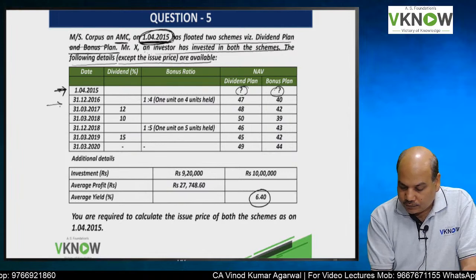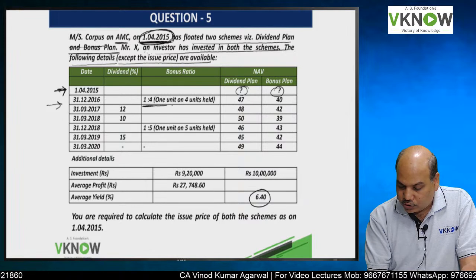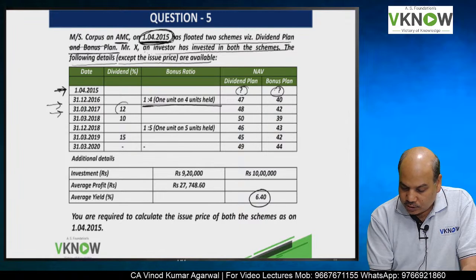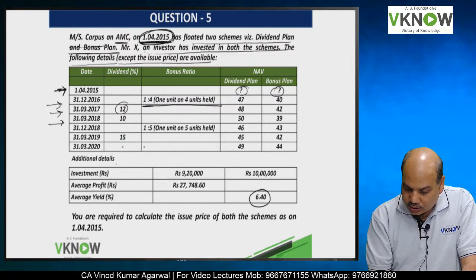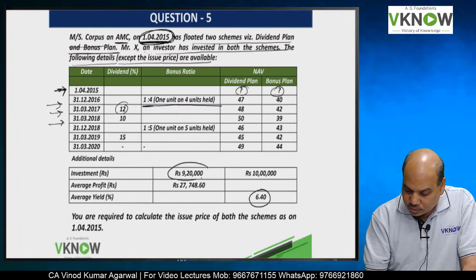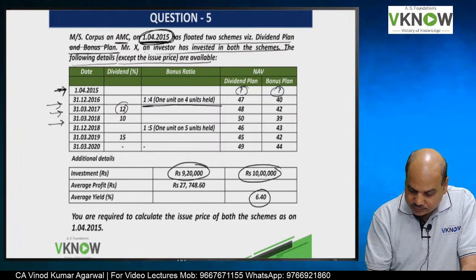Then on 31st December, you have bonus ratio 1:4 for the bonus plan. On 31/3, you have dividend at 12%. On 31st March, 10%. Like this they have given. Additional detail: investment made on 1st April was 9,20,000 and 10 lakh.